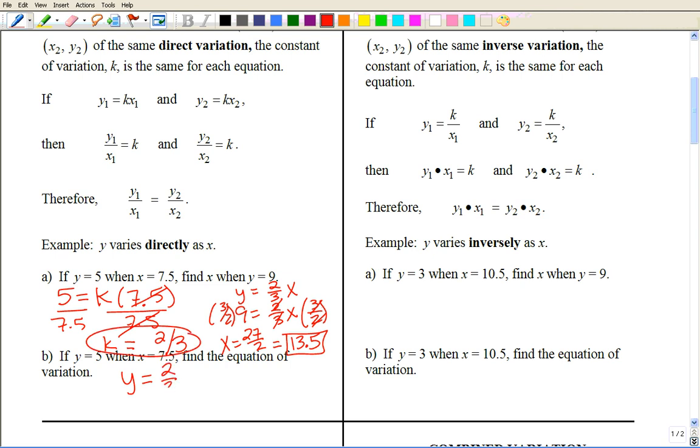We'll have 2/3 x. So the variation equation, you will have solved for the value for k, but then you'll have your other variables still sitting there not filled in. All right, so there's our variation equation.